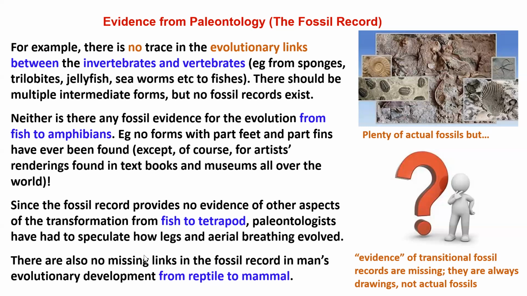Speculation. There are also no missing links in the fossil record in man's evolutionary development from reptile to mammal. So basically, there are plenty of actual fossils, but the evidence of transitionary fossil records from, let's say, invertebrates to vertebrates, or fish to amphibians, or fish to tetrapod, or reptile to mammal, these transitional fossil records are missing. They are always drawings, not actual fossils.